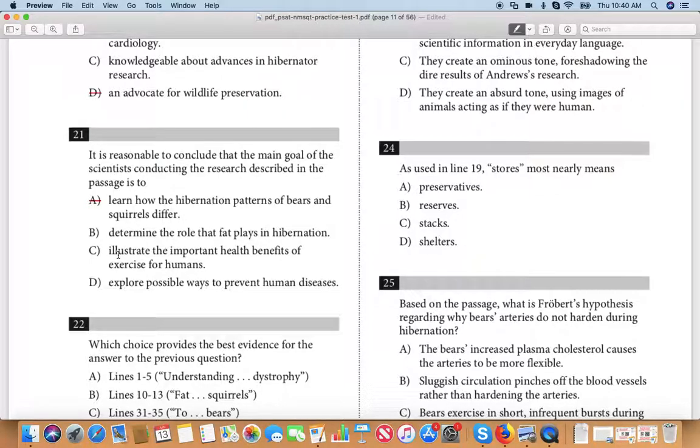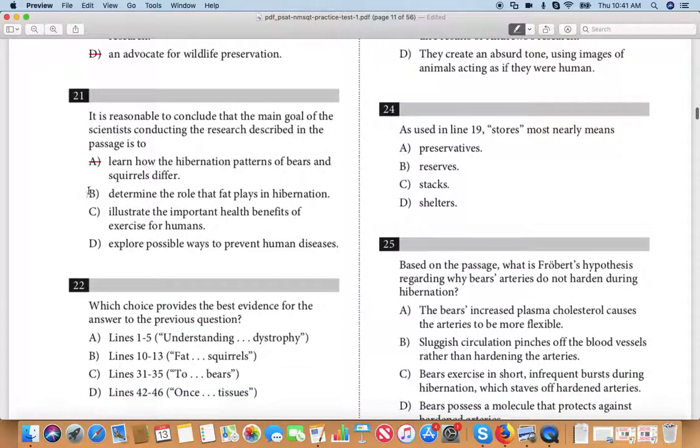It's just not, and we know what role fat plays in hibernation, right? It's a store of energy. That's pretty well established, right? And it's just not the main goal of the research. Yeah. I may or may not have chosen answer choice B the first time I took this test. I'm just saying.